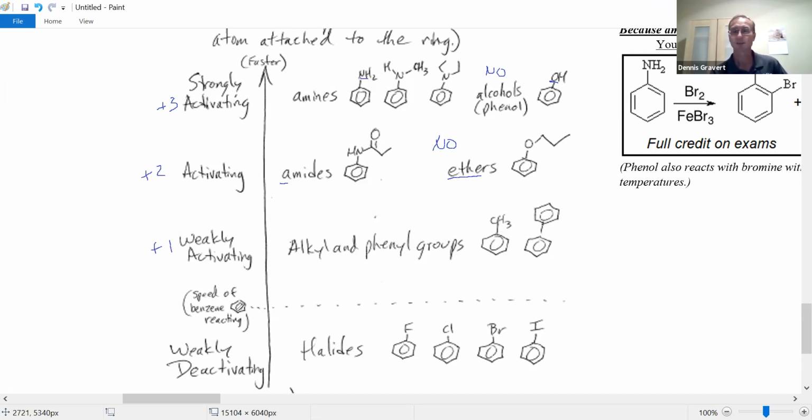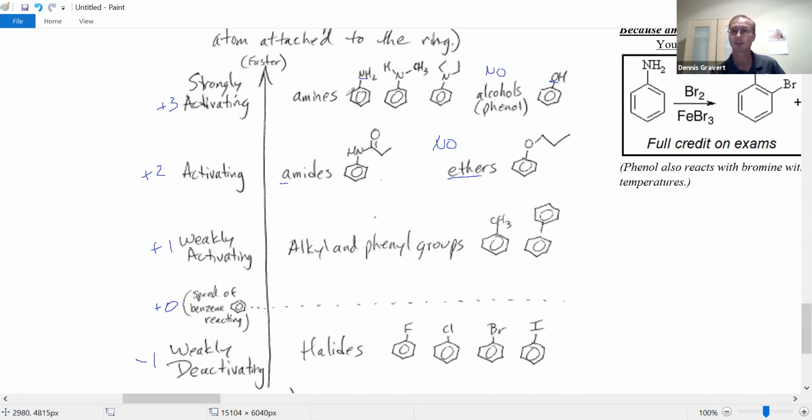If you just have a regular benzene ring, it's assigned a speed of 0. That's what we're measuring all the other reactions against. Benzene has a particular speed of those electrophilic reactions. These activating groups will make it go faster, and the new group will substitute ortho or para. Halides slow things down, but they still direct ortho and para.